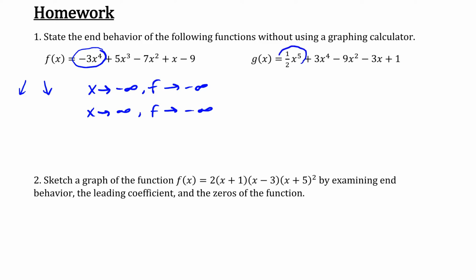Let's take a look at g of x. The leading term is 1/2 x to the fifth power. The number of the coefficient doesn't really affect the end behavior, just as long as it's positive or negative. So we have a positive coefficient with an odd exponent, so I know this graph is going to end and start like that. Again, I don't know what it does in the middle, but I do know where it ends and starts. As x approaches negative infinity, g of x is going to get smaller, so it's going to go to negative infinity. As x gets larger, the function g is going to get larger as well, so it's going to go to positive infinity.